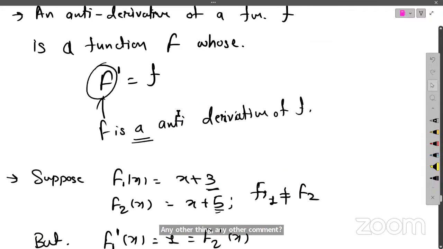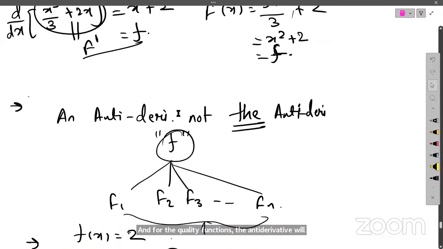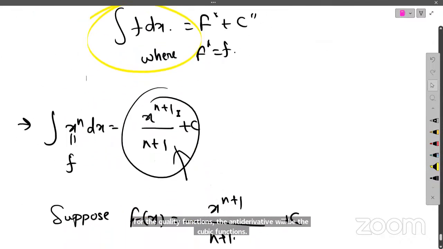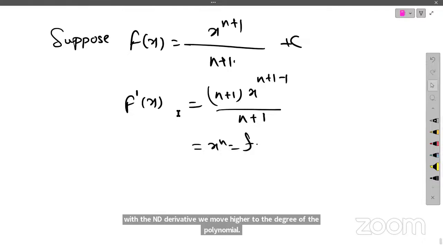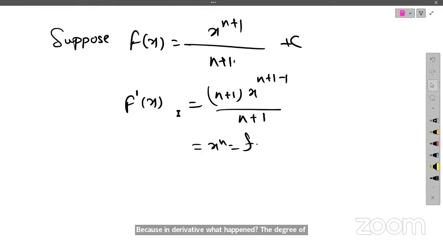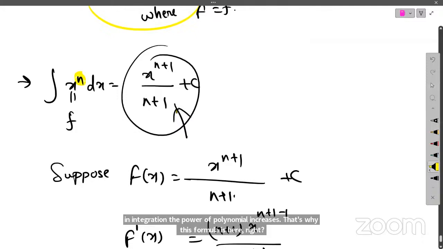For quadratic functions, the antiderivative will be cubic functions. Right. So with the antiderivative, we move higher in the degree of the polynomial. Because in derivative, what happened? The degree of the polynomial reduces, but in antiderivative, now we can call it integration, the power of the polynomial increases. That's why this formula is here, right? The integration of x to the power n will become something in n plus 1 power.